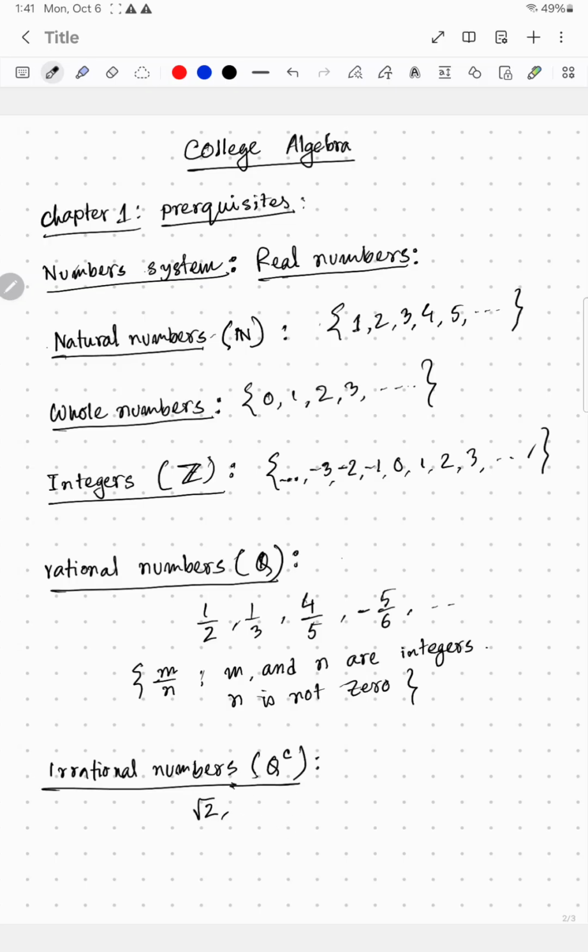There are some other irrational numbers like the square root of 5 and the square root of 11. We all know pi, the ratio between the circumference and the diameter of a circle. These are all irrational numbers. The math number e is also irrational. Now, all these numbers together are called real numbers.